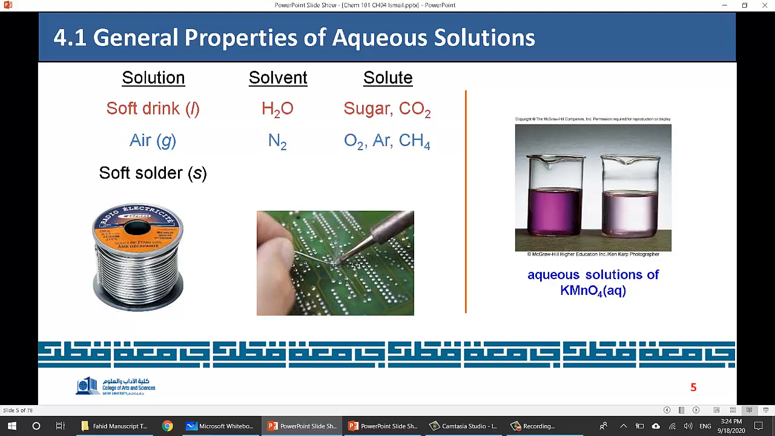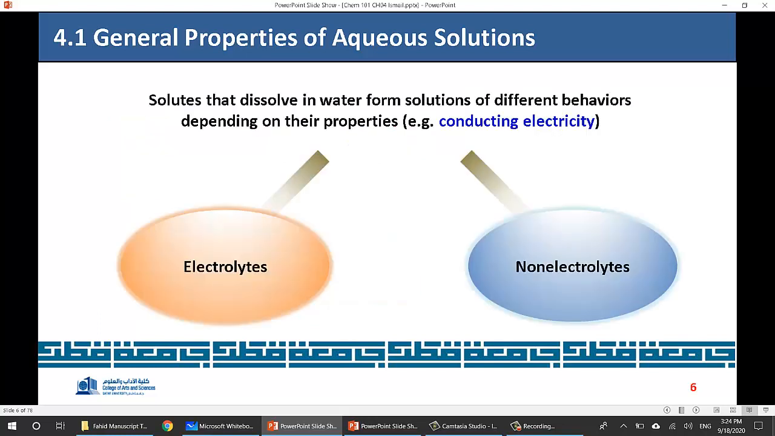There are also solid solutions, which are alloys. An example is solder, which is made of tin and lead, and is shown in the picture here. There are, of course, other types of alloys, like bronze, that are considered solid solutions.